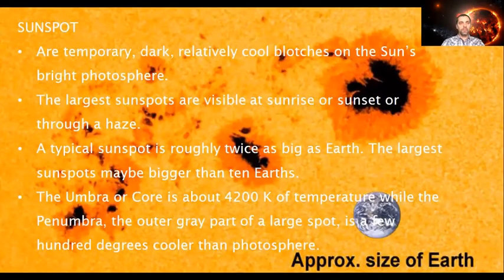Sunspots. The sunspots are temporary dark, relatively cool blotches on the sun's bright photosphere. They occur mostly due to strong magnetic concentration, which inhibits the convection we were talking about a few minutes before. They can be quite big, and we can observe them mostly at sunrise and at sunset. They are relatively cold compared to the surrounding photosphere.